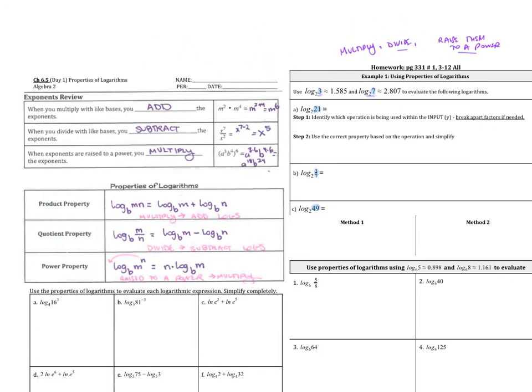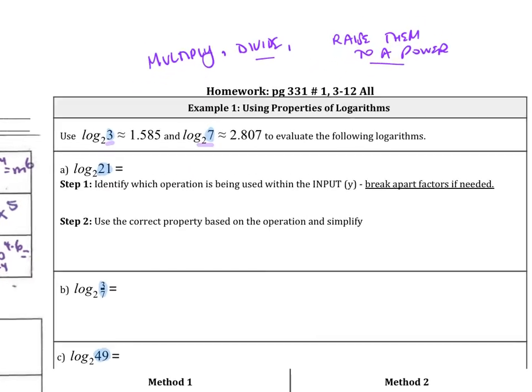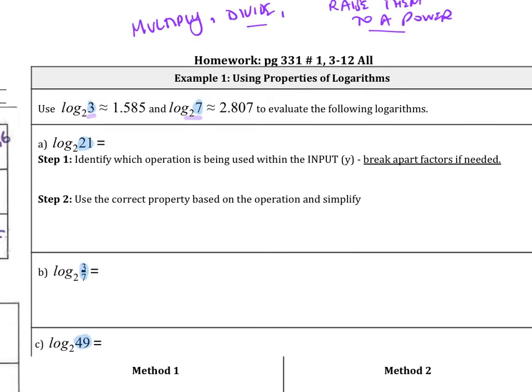Our properties, again, are to multiply, which is the product property, then the quotient property, and then the power property. Those are the only things we're allowed to do, so multiply, divide, raise them to a power. So what we want to do is see which operation is being used within the input. We would need to break apart factors if needed. For example, we have 21. How can we make 21 with just the 3 and the 7? I hope you see that we can multiply 3 times 7, and that is 21.